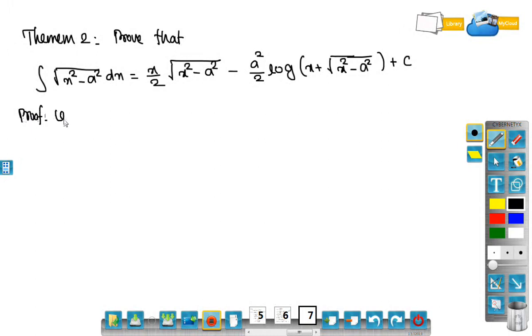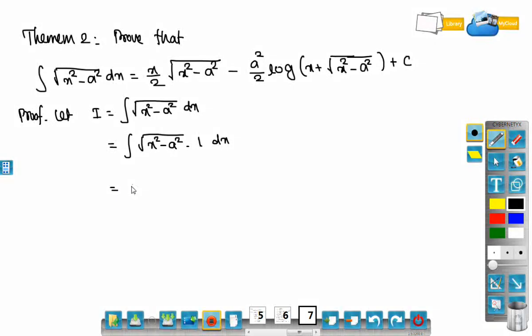Let I be equal to the integral of under root of x square minus a square dx. Take 1 as a second function, so this will be equal to the integral of under root of x square minus a square into 1 dx. As in the case of the previous result, this is your u and this is your v.